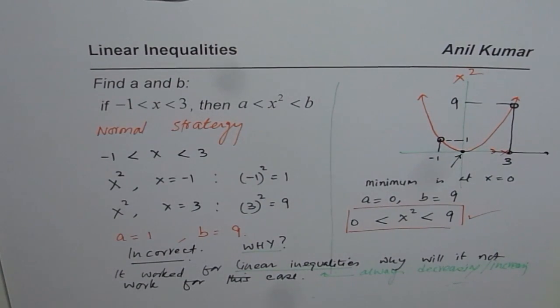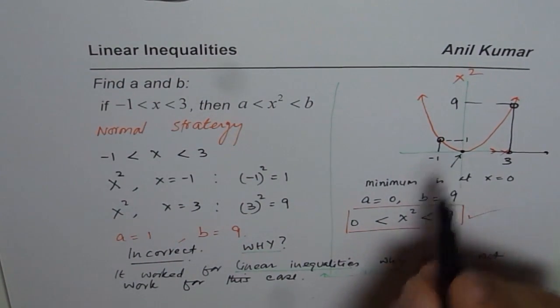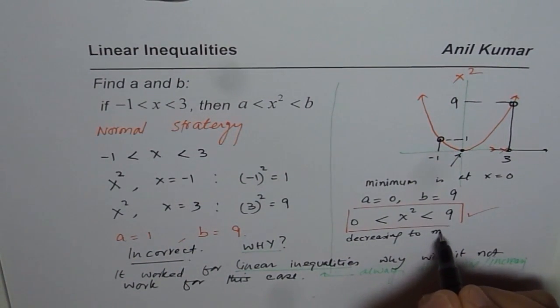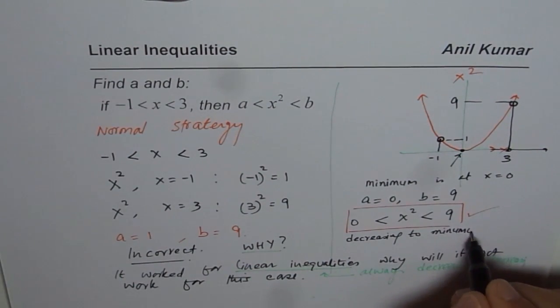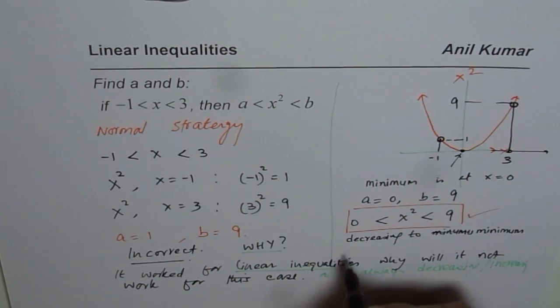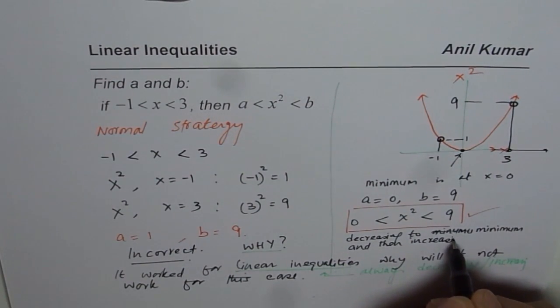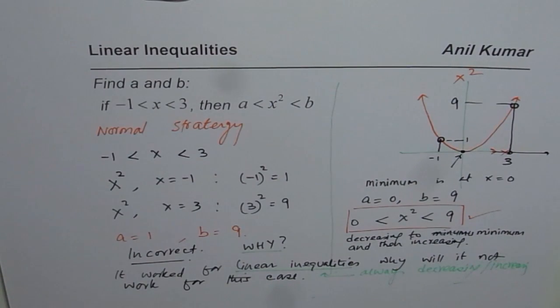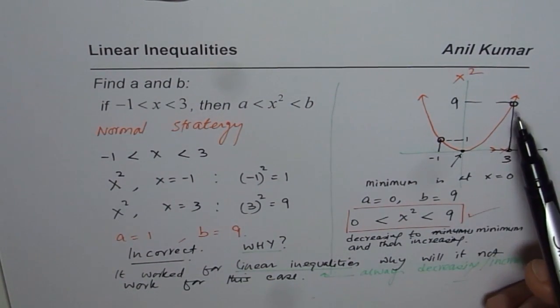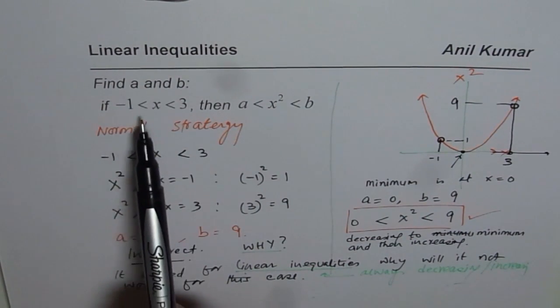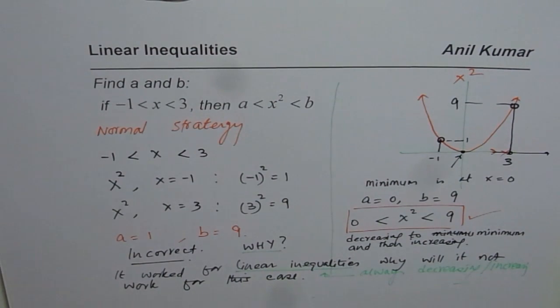But here it does not work because the function is decreasing to a minimum, and then increasing. So if during the interval the function is decreasing and then increasing, then the strategy does not work. You need to analyze the complete domain, all the values in between, to get to the right solution. So that is what we want to take from this video.